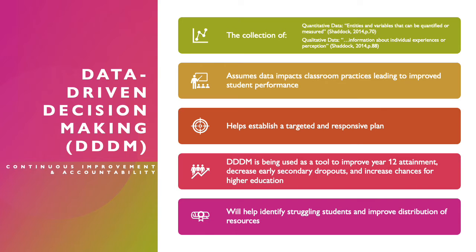It assumes that data will have an impact on classroom practices and lead to improved student performance. This is achieved by establishing a targeted and responsive plan based off the data that we collect. This method of decision making is being used as a tool through many schools to improve Year 12 attainment, decrease early dropouts, and increase the chances of higher education. This process will help us identify struggling students and more effectively distribute our resources.